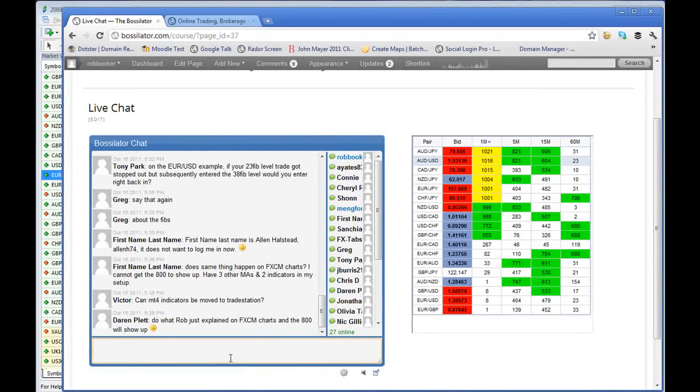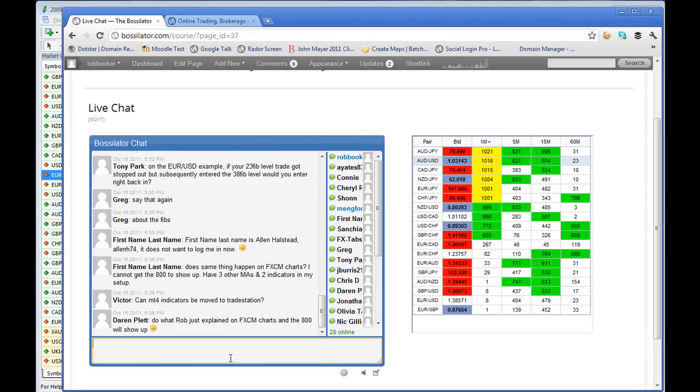Darren says, do what Rob just explained on the FXCM charts and the 800 period will show up. Great, Darren. Thank you very much. I appreciate that. That's great news. So if you're using the FXCM Marketscope charts, if you scroll backwards in time, you should be able to see the 800 period simple moving average. The reason you can't see it is because you don't have 800 candles displayed on your screen. That's good news for everyone out there.